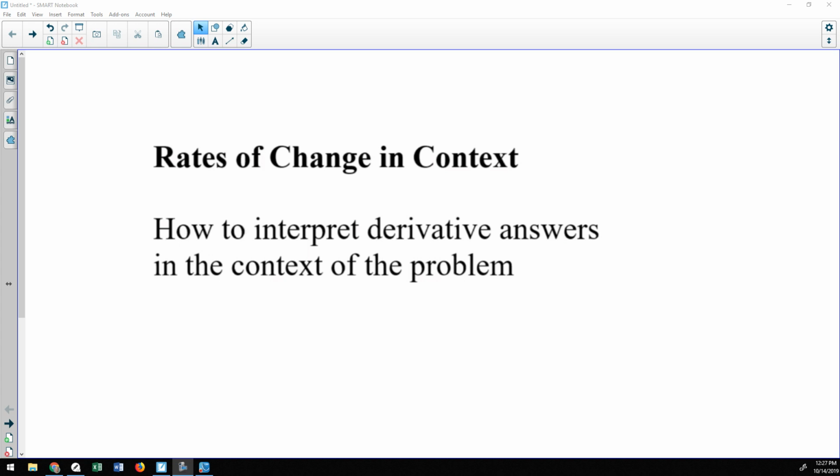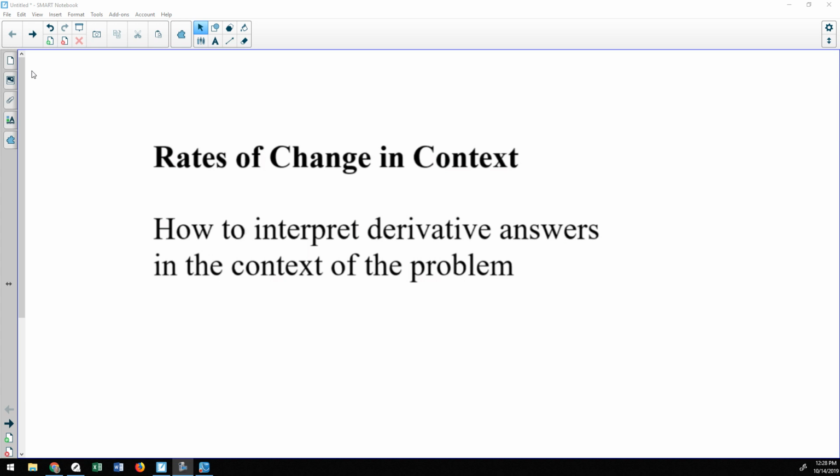Okay, let's look at rates of change in context. And when you find answers to word problems where you have to use a derivative, you very frequently on the AP Calculus exam have to interpret that answer in the context of the problem. And that's what we are going to look at here.